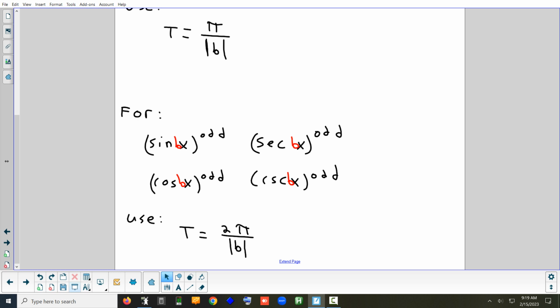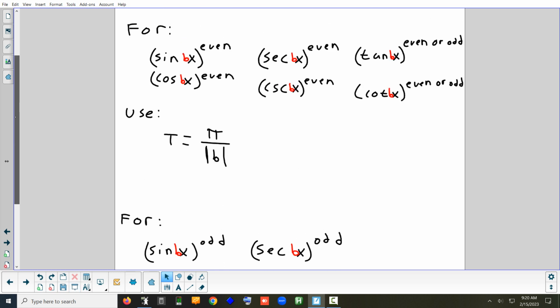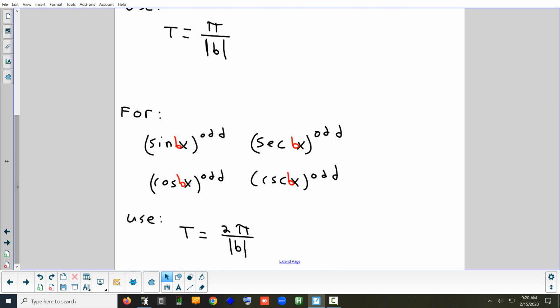So now to figure out the period of a trig function, you got to really take into account two things. What power is it raised to? That's going to tell you whether to use 2 pi over b or pi over b. And then, what's the b? So we got to look at both of those things.